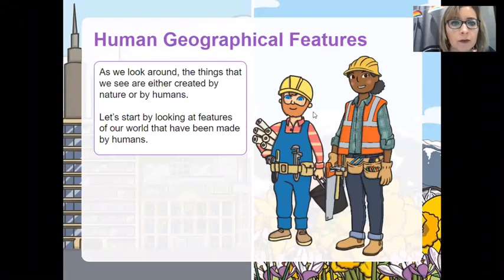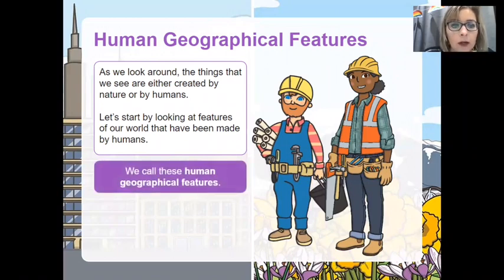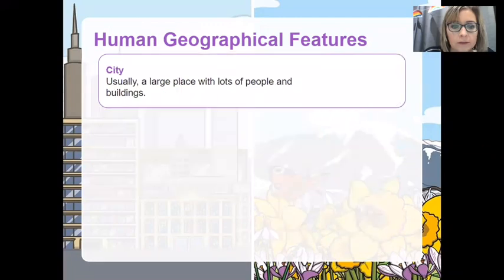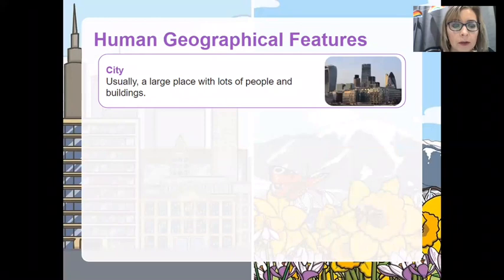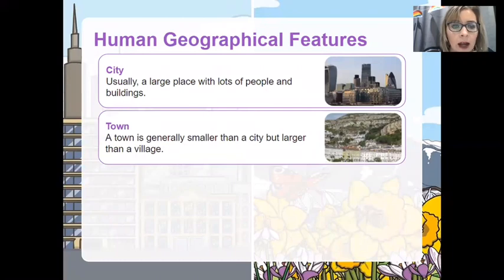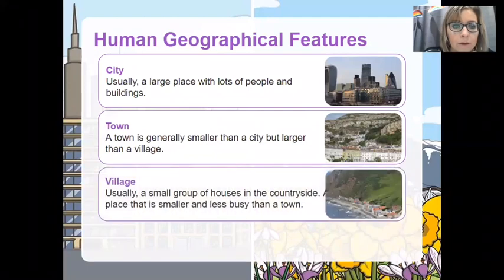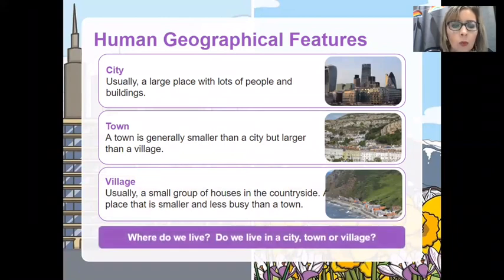So, human geographical features. As we look around, the things that we see are either created by nature or by humans. Let's start by looking at features of our world that have been made by humans. We call these human geographical features. So, a city, that is a large place with lots of people and buildings, that would be a human geographical feature. And a town is generally smaller than a city but larger than a village. And a village, usually a small group of houses in the countryside, a place that is smaller and less busy than a town. Where do we live?